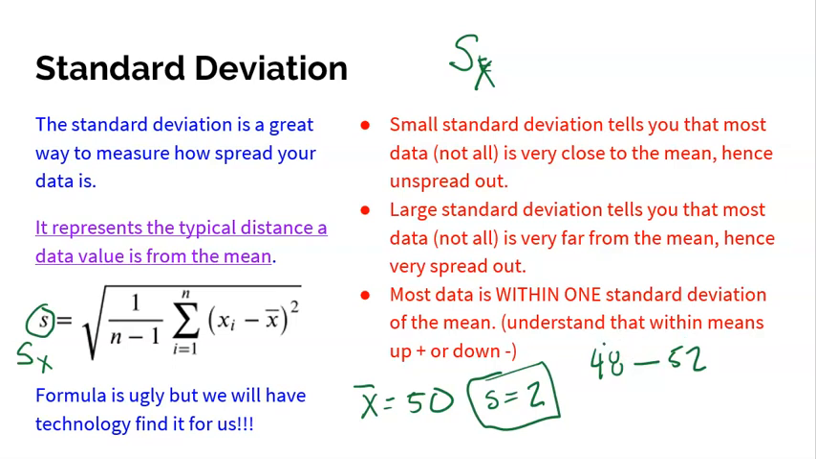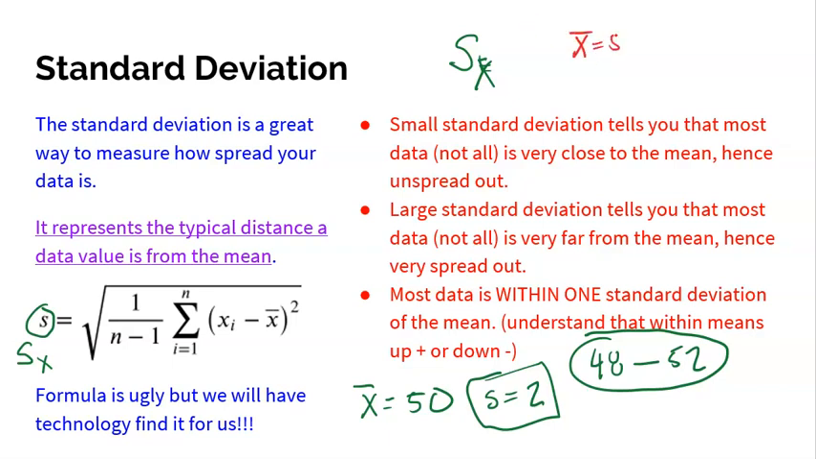So what this means is that a large chunk of data, not all, and I'm going to say that a lot, but most data is within 48 to 52. That's a pretty small spread. That's pretty much clustered real close to 50. But let's do a second example here up top.